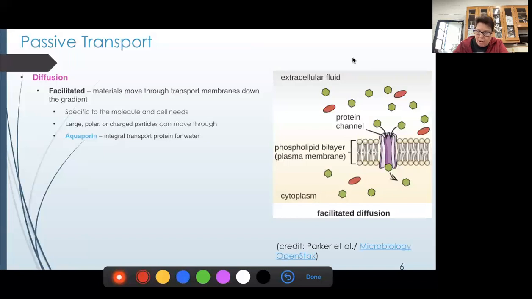And so here our helper is this little channel protein. And so it's going to open up an opening. And these are usually very specific for what they'll let through. And because we have a higher concentration, we're going to move into the cell.